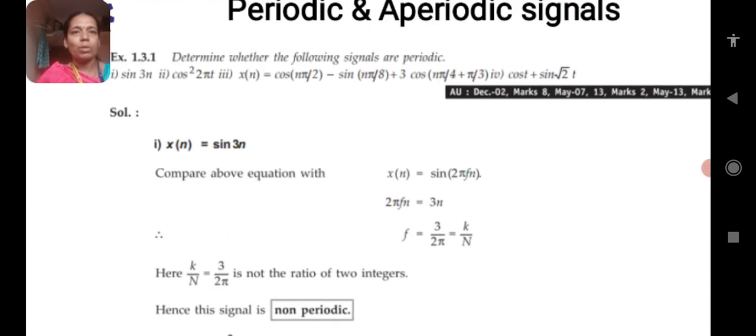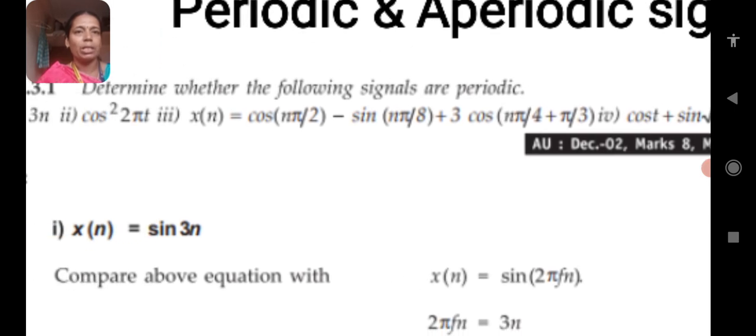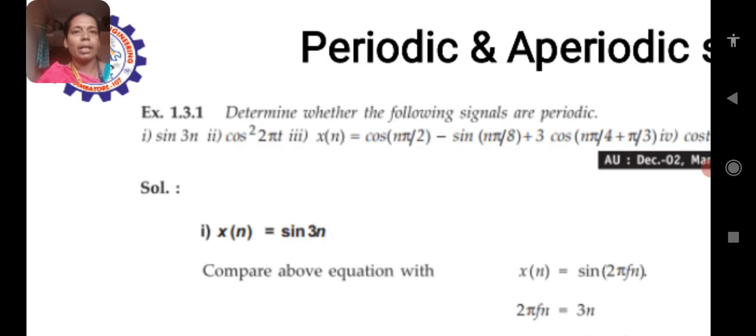So let us understand how we are going to check whether the given signal is periodic or non-periodic. Look into the problem. Determine whether the following signals are periodic. The first one is x(n) = sin 3n.